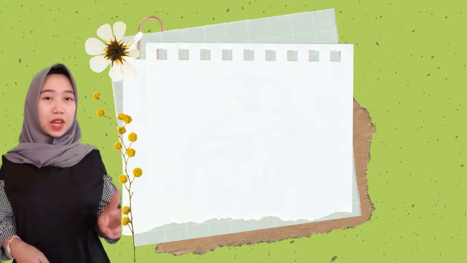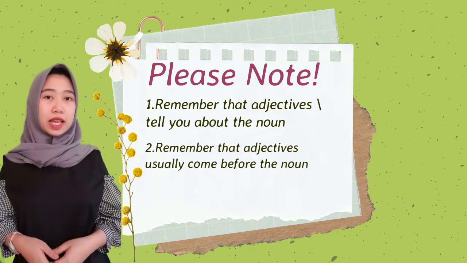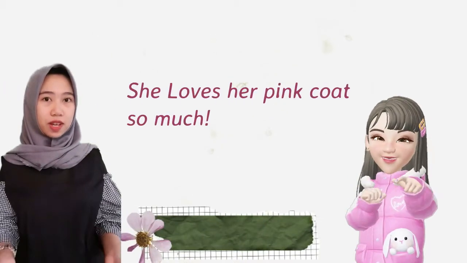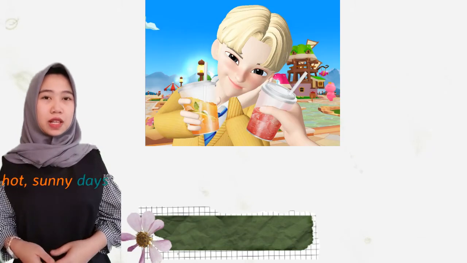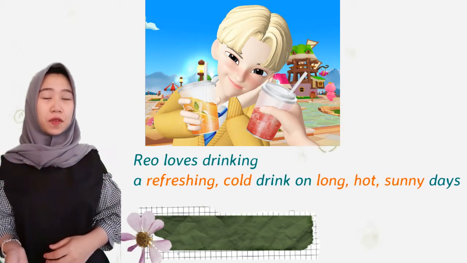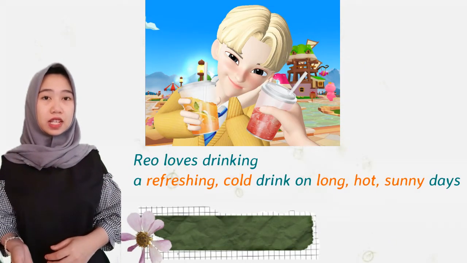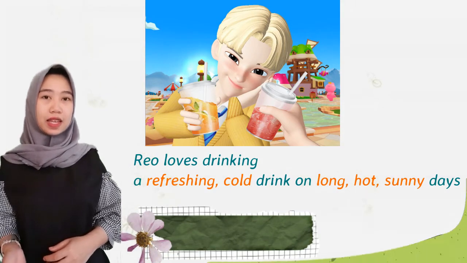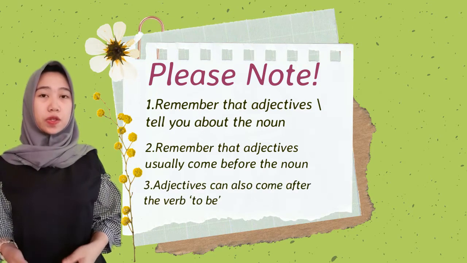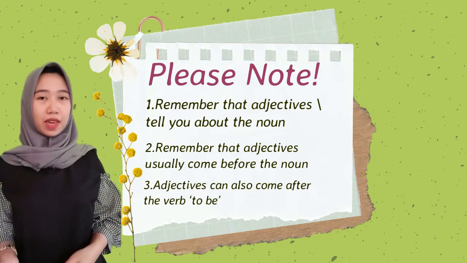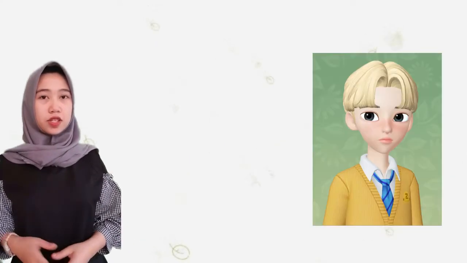The second thing, remember that adjectives usually come before a noun. Example, she loves her pink coat so much. And also you can add more than one adjective. For example, Rio loves drinking a refreshing cold drink on a long hot sunny day. The third thing, please remember that adjectives can also come after the verb to be. For example, her t-shirt is purple. Joni's hair is blonde and gorgeous.